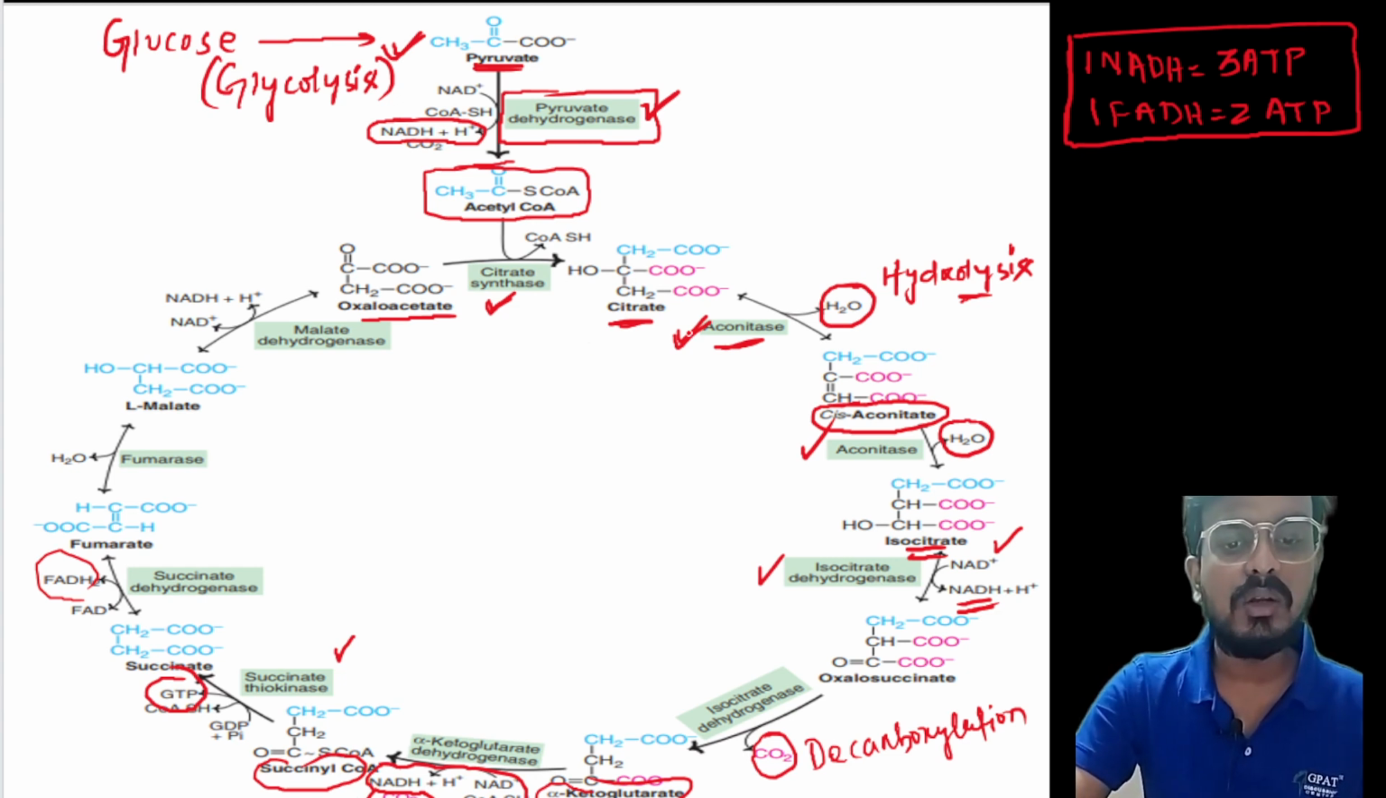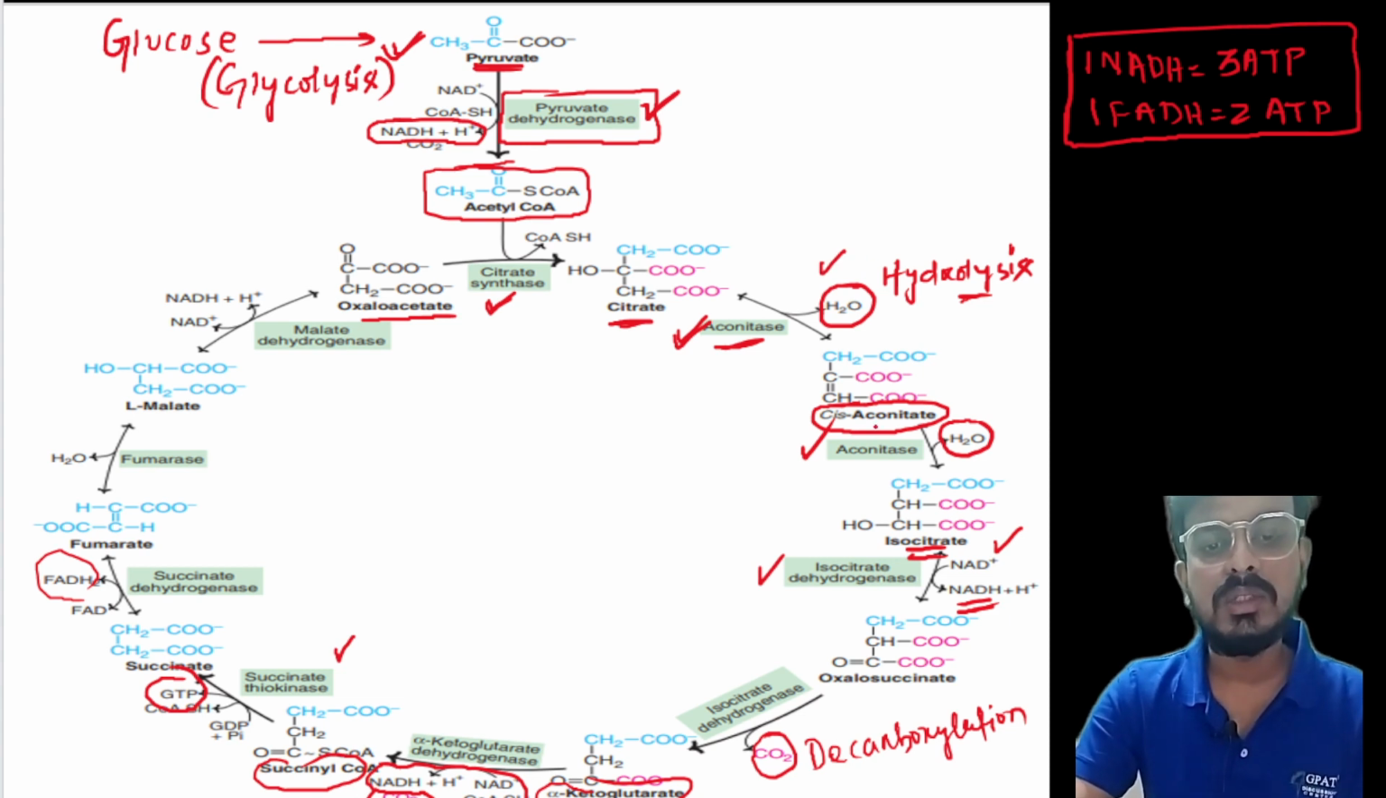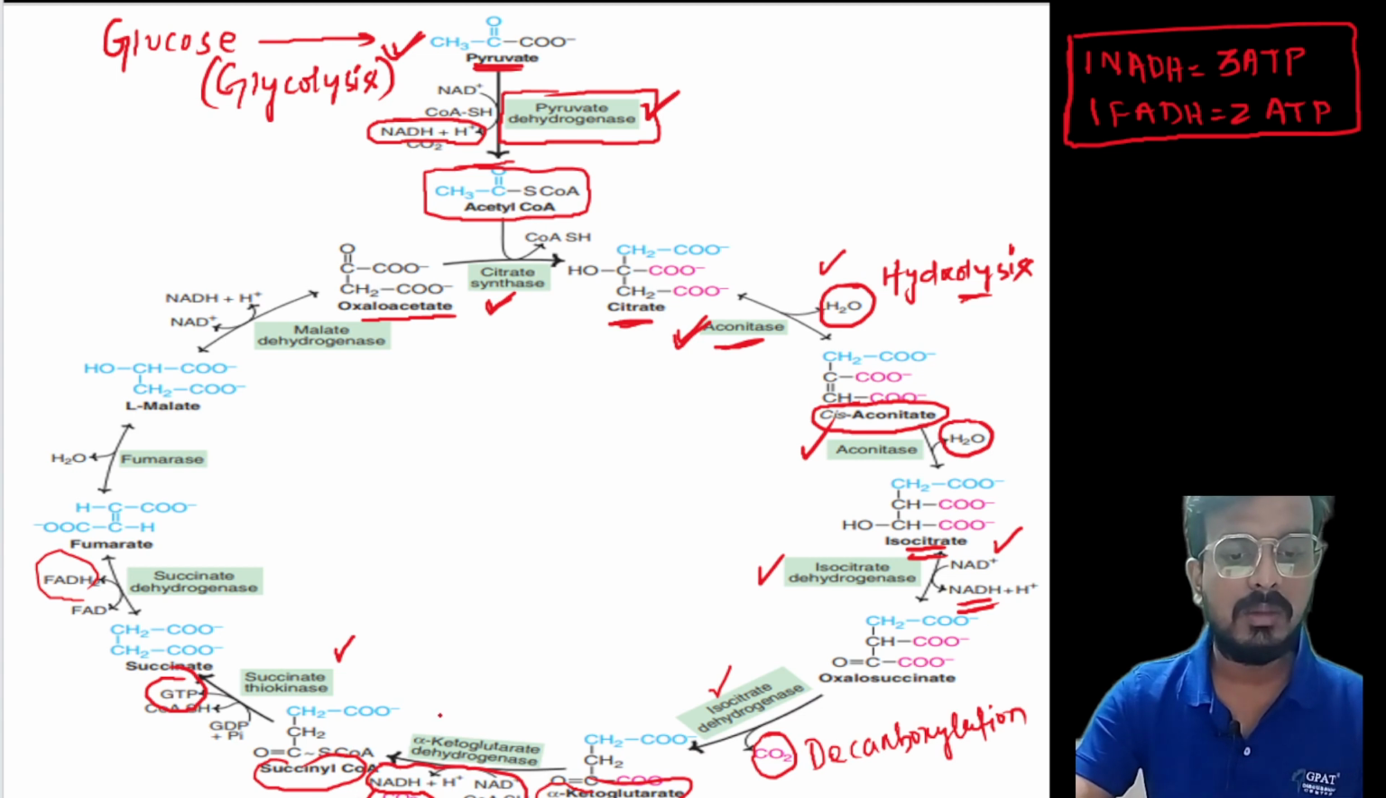Now this citrate is converted to cis aconitate in the presence of an enzyme called aconitase along with release of a water molecule. Now the cis aconitate is converted to isocitrate by the same enzyme, aconitase. Now isocitrate will be converted to oxalosuccinate. Here you will get energy. Then to alpha ketoglutarate in the presence of the enzyme isocitrate dehydrogenase. Alpha ketoglutarate is converted to succinyl coenzyme A by alpha ketoglutarate dehydrogenase. Succinyl coenzyme A is converted to succinate by succinyl thiokinase. Succinate is converted to fumarate by succinate dehydrogenase.